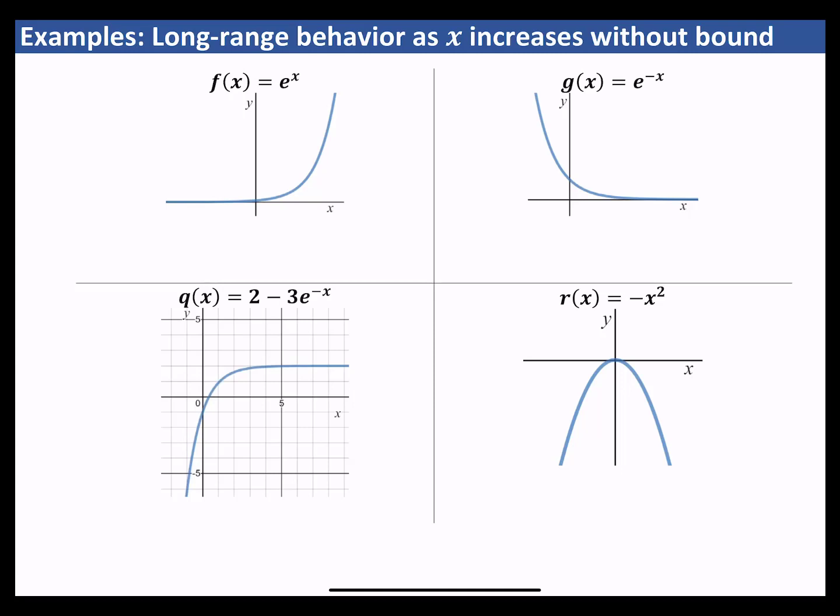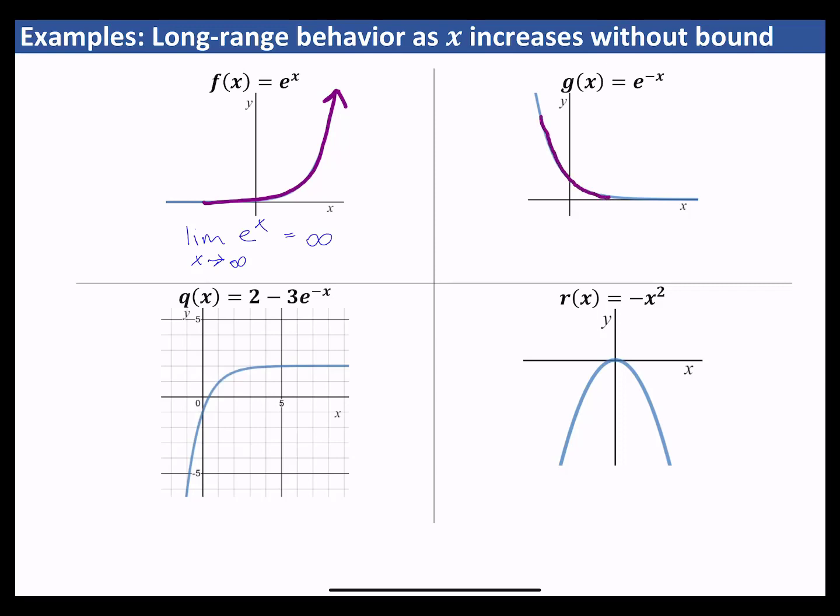First, we have f of x equals e raised to the x. We already know as x increases without bound, e raised to the x increases without bound. And we can describe this long-range behavior by writing the limit of e to the x as x increases without bound equals infinity.